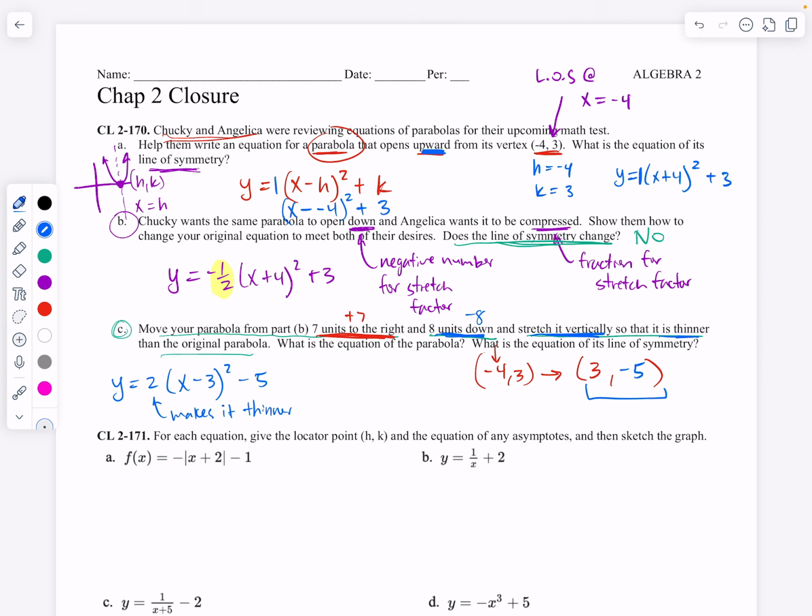All right, and then it says, what is the equation of its line of symmetry? So for that point, the line of symmetry is going to be at x equals the horizontal coordinate of the locator point. So x equals 3, and that's coming from that number right there.